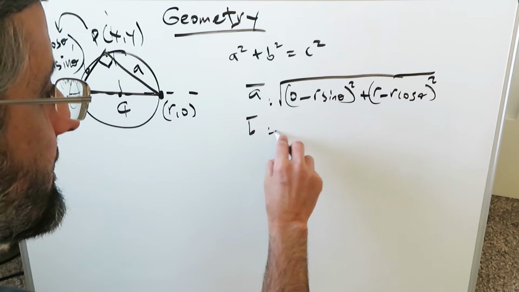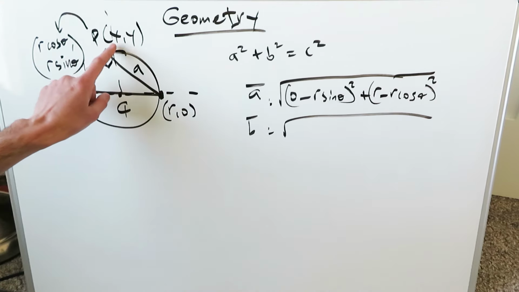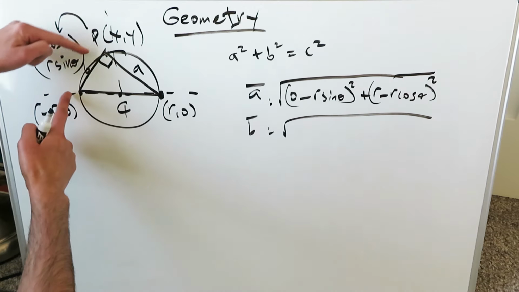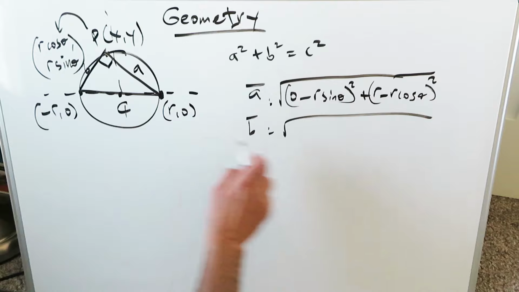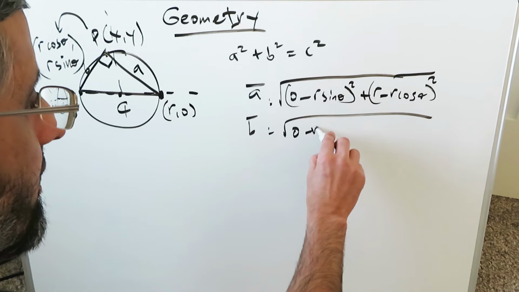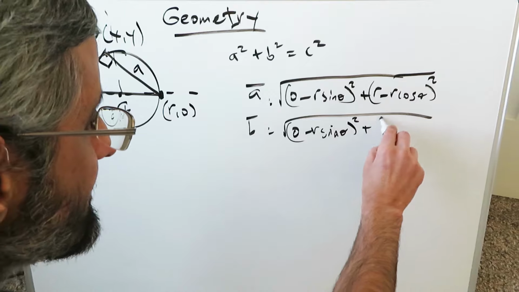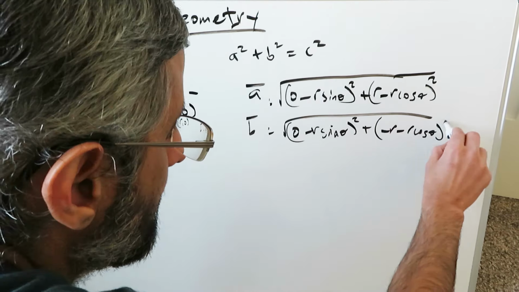Now what about my b? You have the coordinates for b: minus r, 0 and x, y, which are these. You can easily determine from these endpoints of that segment the distance of that segment by this formula. You will have here 0 minus r sine theta whole square plus minus r minus r cosine theta whole square.